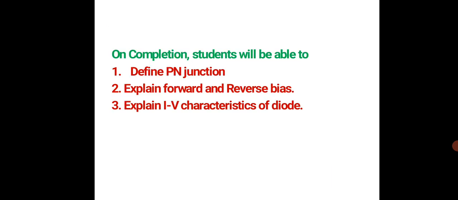On completion, the student will be able to define PN junction. They will be able to explain what is forward bias and what is reverse bias. And they will also be able to explain the VI characteristics of a diode.